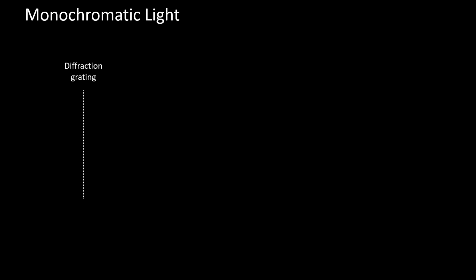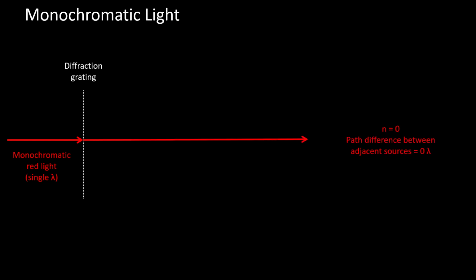like a filter with lots of individual lines on it very close together, and you shine monochromatic red light, like a laser, at it, it's a single wavelength of light, we always get a central antinode, n equals 0, because along that central line, the path difference between adjacent sources is always 0. It was 0 wavelengths, but that's true for any wavelength. So you always get that central one.